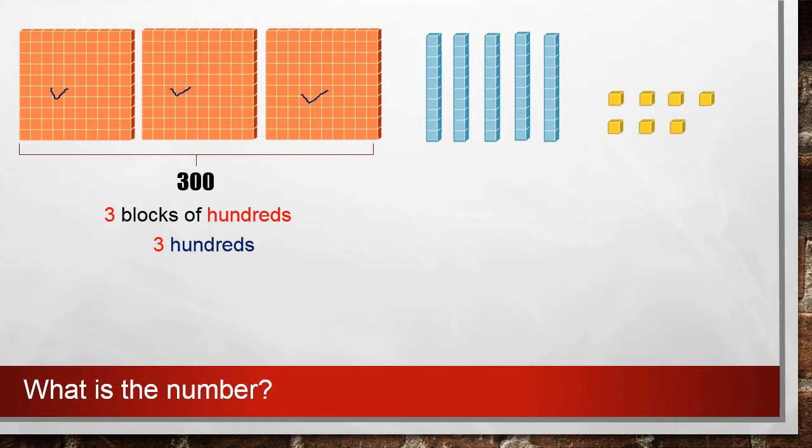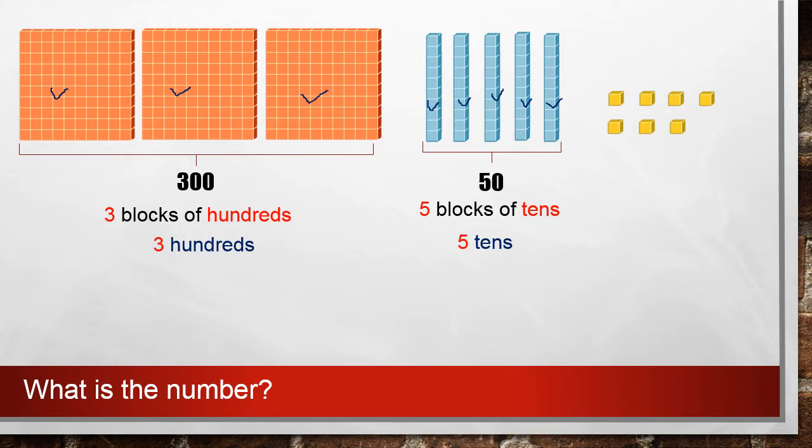Let's move to the blue blocks or tens. We have to count by tens. 10, 20, 30, 40, 50. 5 blocks of tens. We also can say 5 tens.